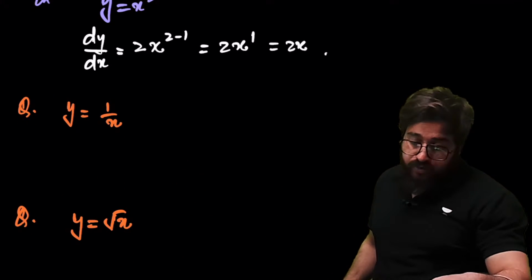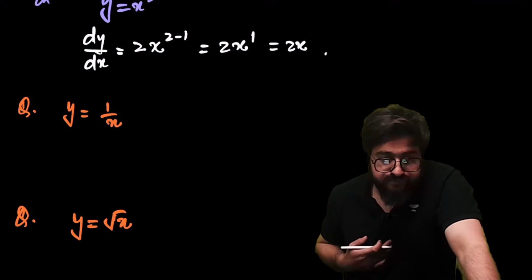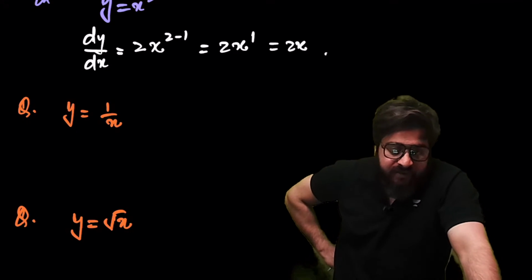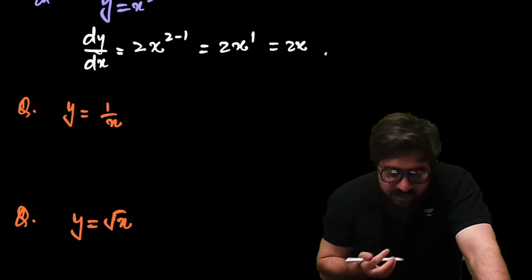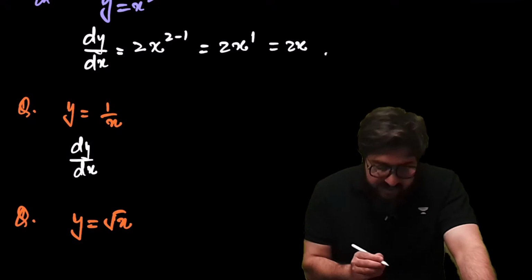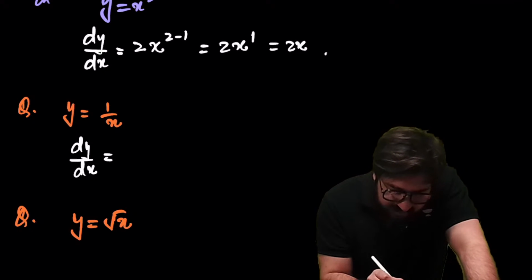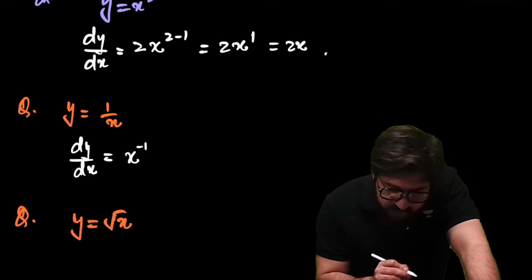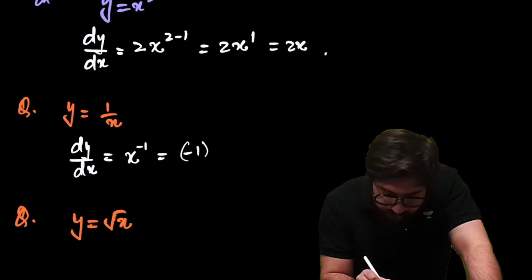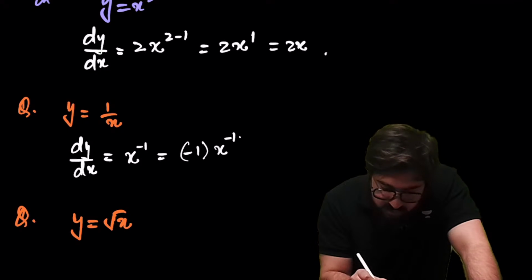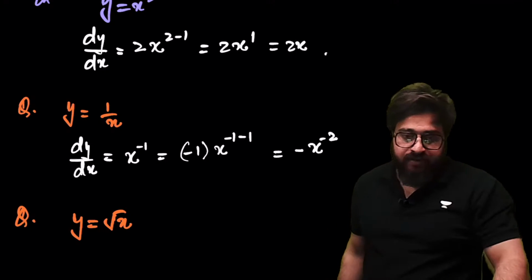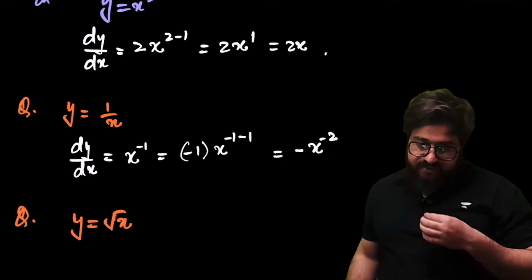Now, can you tell me in the chats what is the differentiation of 1 by x? Everybody out there? What is the differentiation of 1 by x? dy divided by dx is equal to the differentiation of 1 by x. Can we take this x in the numerator? This will be x raised to the power minus 1. So we can write it, power down, that is minus 1 into x raised to the power minus 1 minus 1. So it will be minus x raised to the power minus 2. Is that clear?